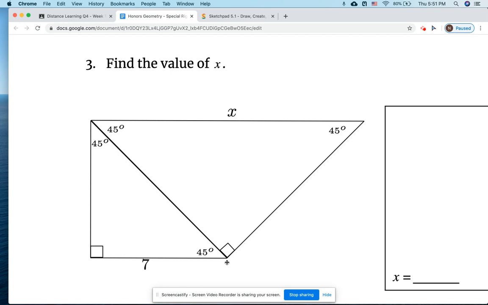And then once you have the leg length of the larger 45, 45, 90 triangle, just multiply by root 2 again to get the hypotenuse length of the larger 45, 45, 90 triangle. So another way of thinking about this is you're multiplying by the square root of 2 twice. Once to get this hypotenuse, and then multiplying by root 2 again to get this hypotenuse.